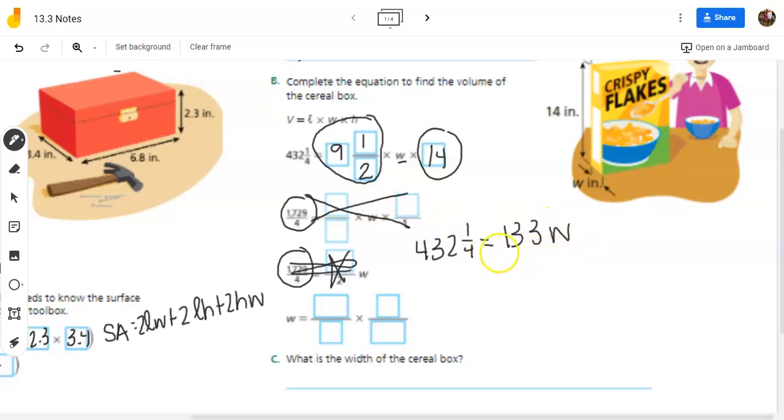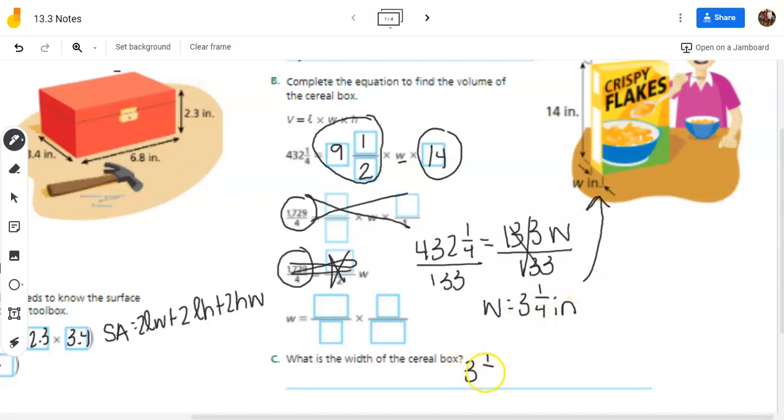The opposite of multiplying by 133 is dividing by 133. So in our calculator, we're going to do 432 and 1/4 divided by 133. And make sure that you hit simp to make it go all the way down. When you do that, we're going to get W equals 3 1/4 inches. So the width is 3 1/4 inches.